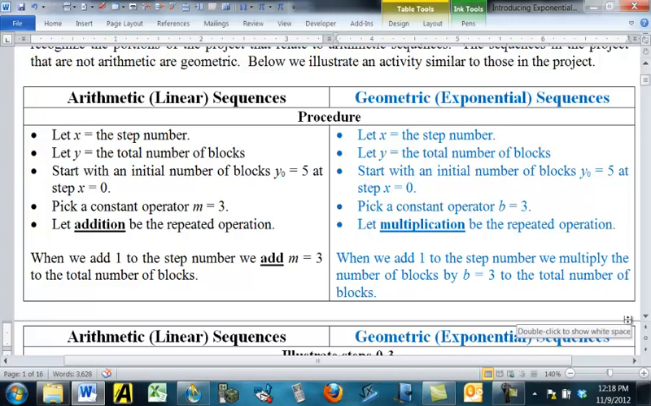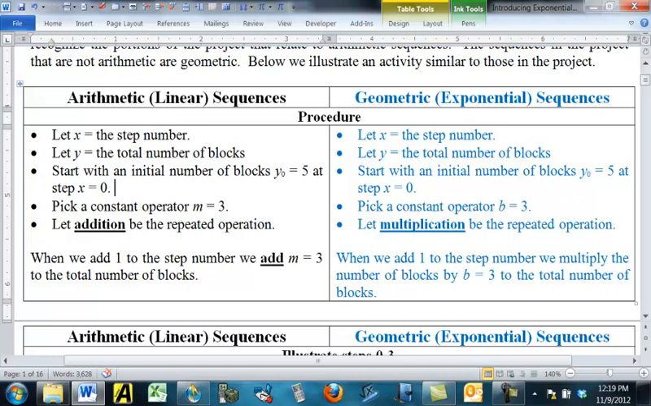So here, in both cases, we're going to let x represent the step number, and we are going to have a 0th step. You could start at step 1 and go on, but I chose to let step 0 be the initial starting point, and we're going to do that. And y is going to be the total number of blocks in both cases. Also in both cases, y sub 0 is going to be 5, which is our initial number of blocks at step 0. We're going to pick a constant operator. In this case, the constant operator is going to be 3 in both cases.